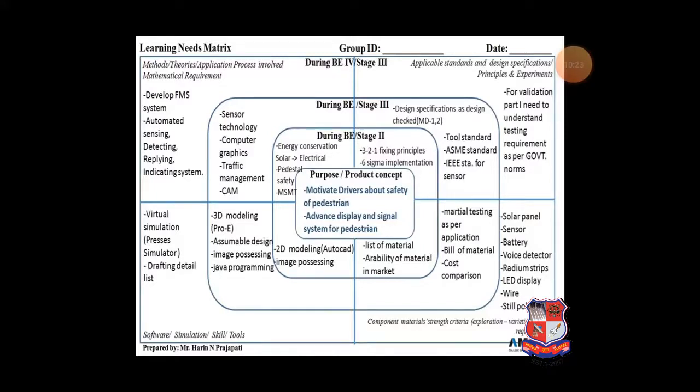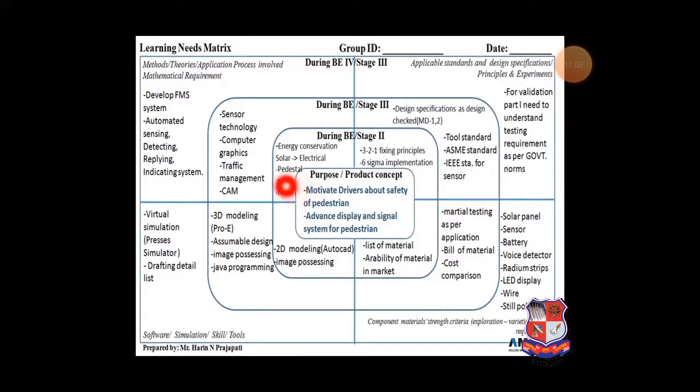So here as you can observe in the first quadrant, the first category, what subject we have to learn, something like theory, techniques or a method. That is energy conservation, means solar system to electrical system. We can utilize this for the advanced display system. Now another is pedestrian safety, and that pedestrian safety comes under the civil traffic subject, as well as MSMT. You know that material science and material technology is for the selection of the material. So we have to utilize these theories for our product purpose.